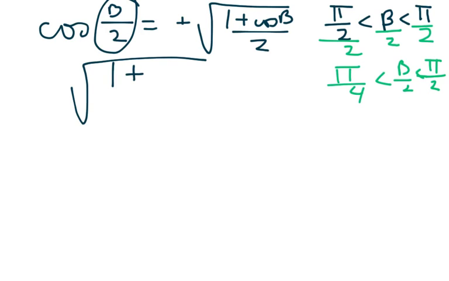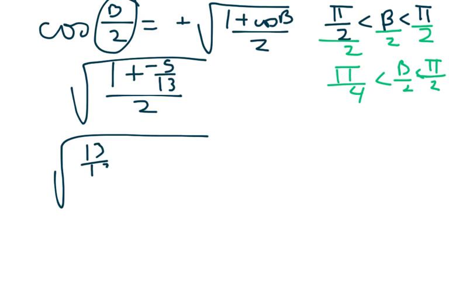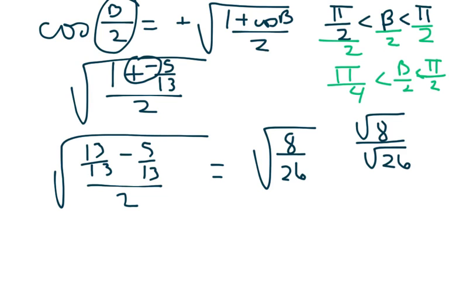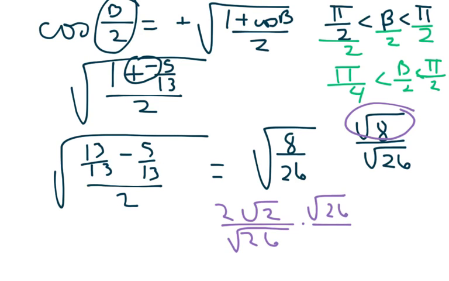1 plus cosine of beta, which is negative 5 over 13, all over 2. I'm going to write this as 13 over 13, and that's going to be a minus there. Minus 5 over 13 divided by 2 gives us square root of 8 over 26. If you break this up like this, it's easier if you go ahead and rationalize this number, which is going to be 2 root 2 over the square root of 26. Rationalize it. So we get 2 root 52 over 26.